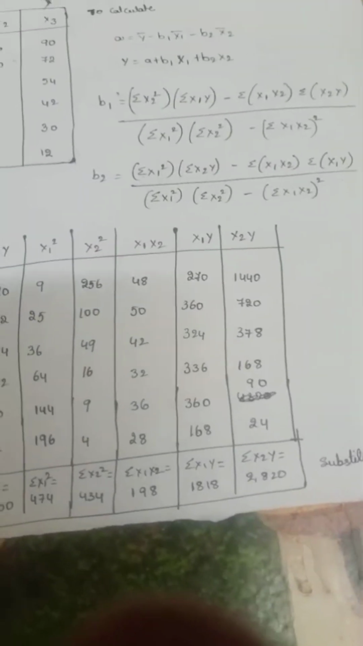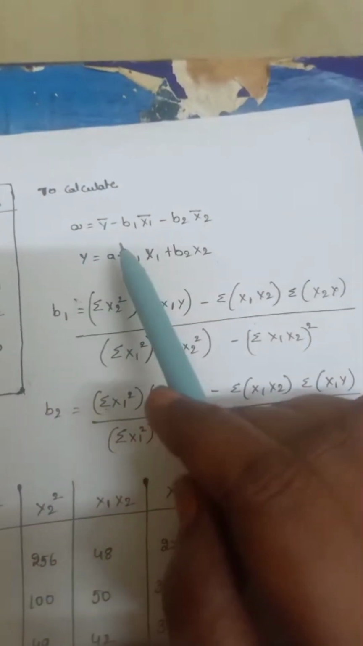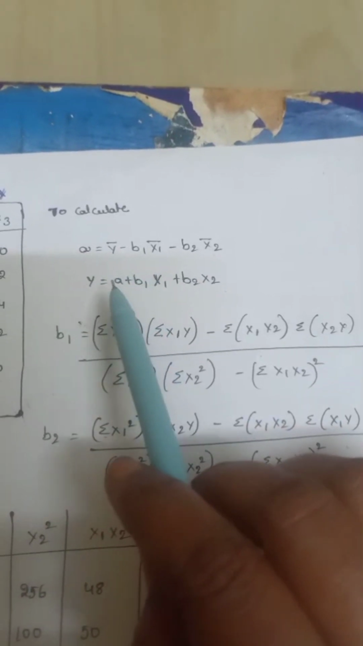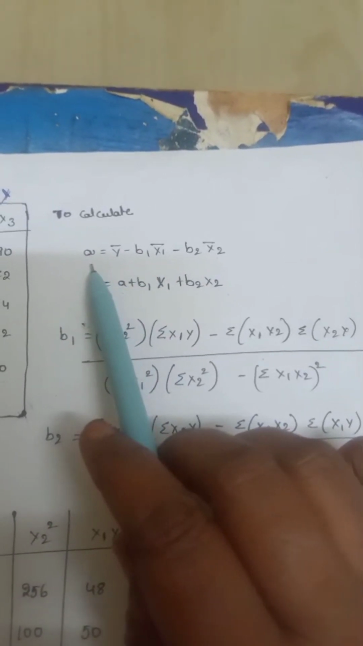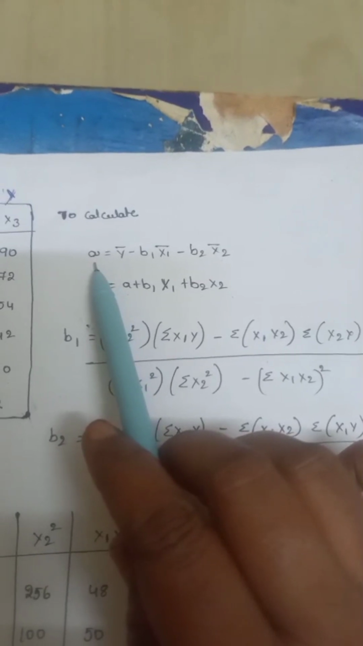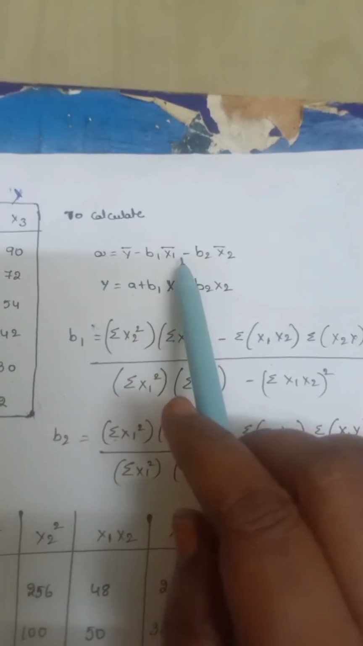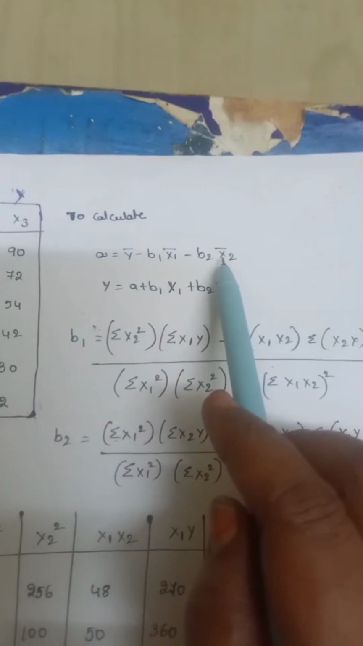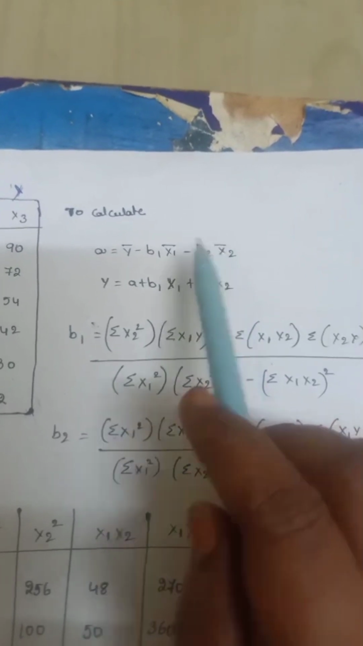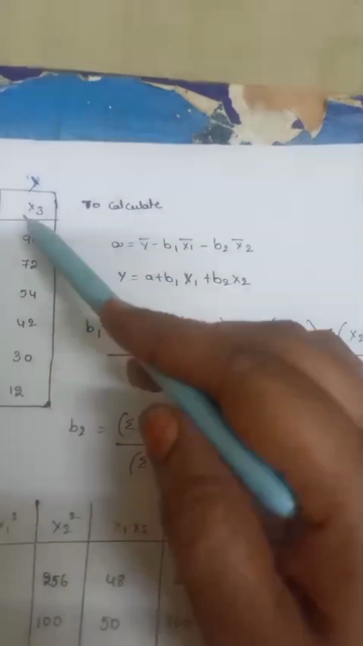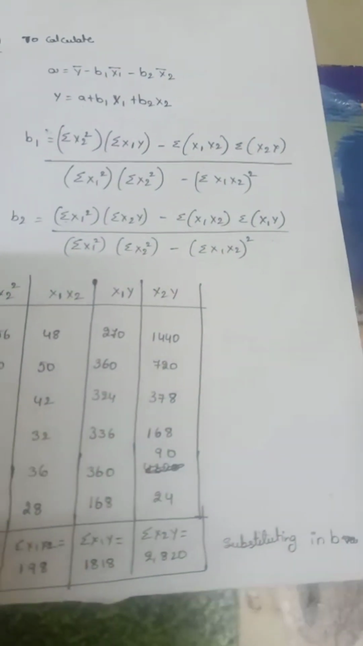Now we have to substitute these values to get a. How can we get the value of a? A is equal to y bar minus b1 x1 bar minus b2 x2 bar, where bar means mean. Here we have to get the y bar, which means the y mean. We have to calculate all these y values. So summation y is equal to 300, and we have to substitute the values here.